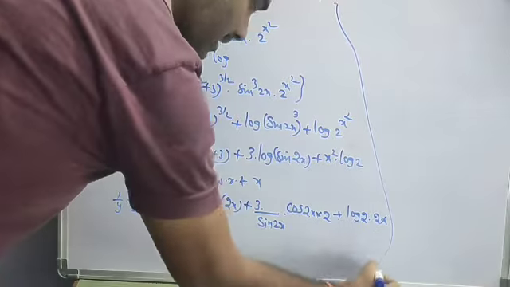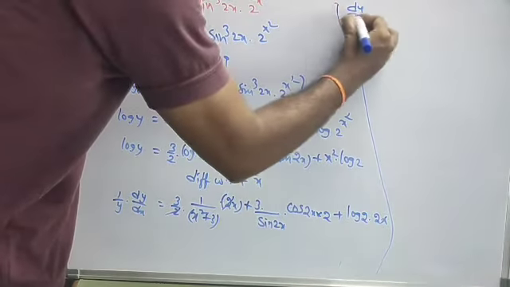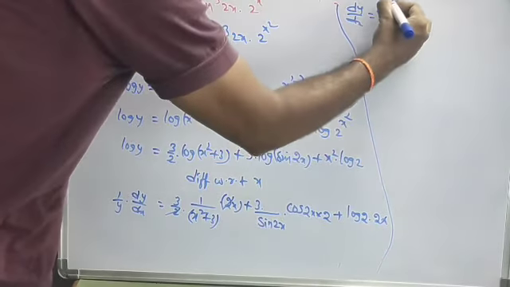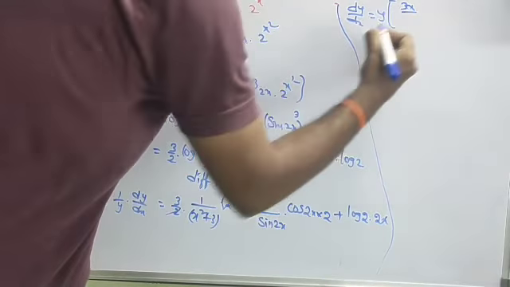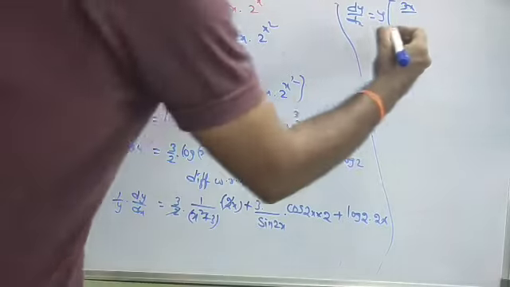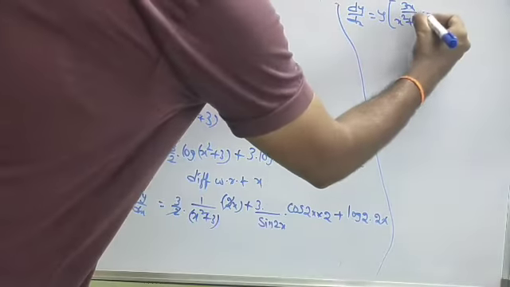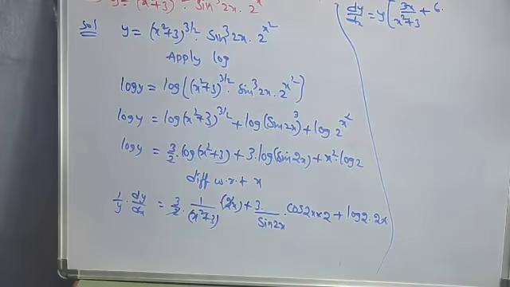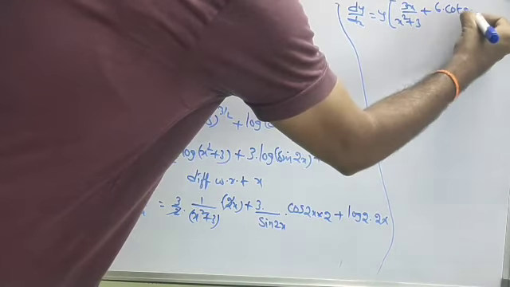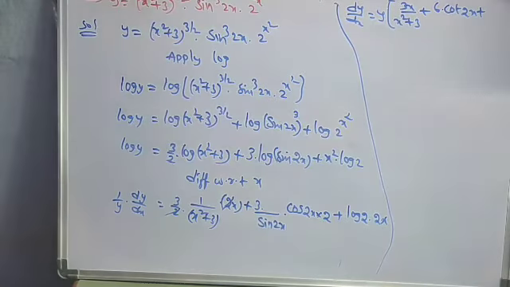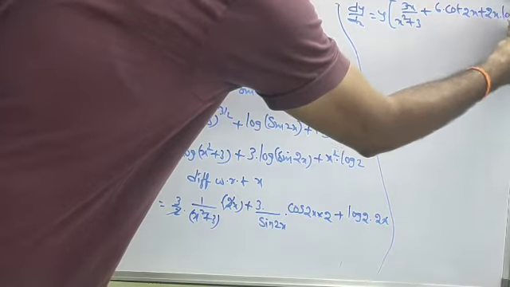Here I am taking the final steps. Here 2 gets cancelled. So if I want dy by dx, I take y into this total function. So 3 into x, in the numerator I have 3x by x square plus 3. Then 3 into 2 is 6 into cos 2x by sin 2x, which is cot 2x, plus 2x into log 2.